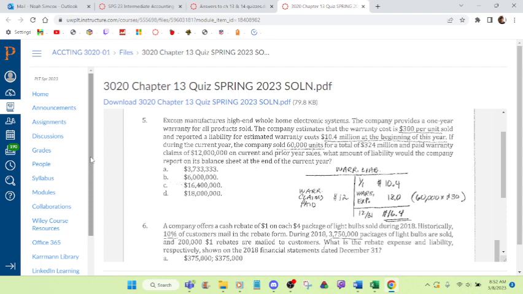Their liability is this, and then the warranty. What about the 12 million? Oh wait, I'm an idiot. So 10.4 plus 18 million minus 12 million. Minus 12 million is pretty easy. What's the 18 million? 60,000 times 80.